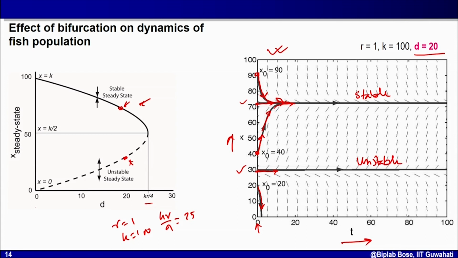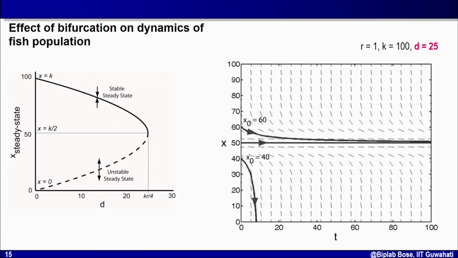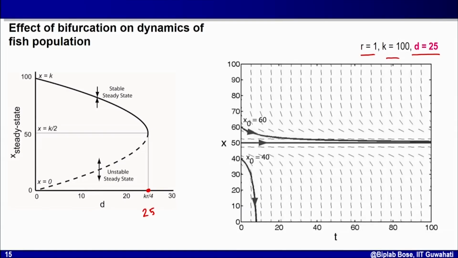What if I take a different value of d? Now I have taken a value of d as this kr by 4, that is 25. Remember, r equal to 1, k equal to 100, so kr by 4 is 25. I have taken d having a value equal to 25. That means I am removing 25 fish per unit time from the tank. So my bifurcation diagram is saying that I will have only one steady state here.